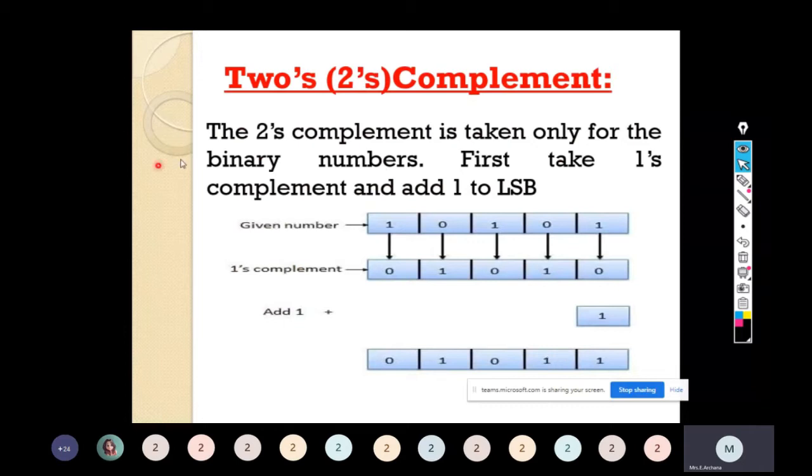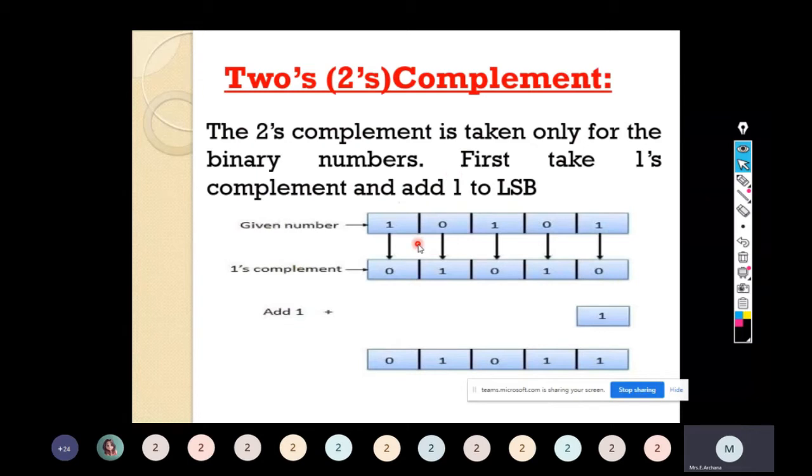Two's complement is also taken only for binary numbers. First, we have to take the ones complement. For the obtained result, we have to add 1 to the LSB. Then we will get the two's complement answer.